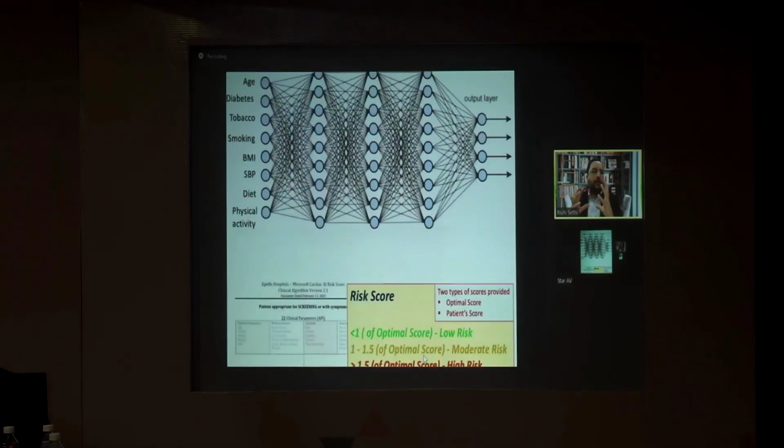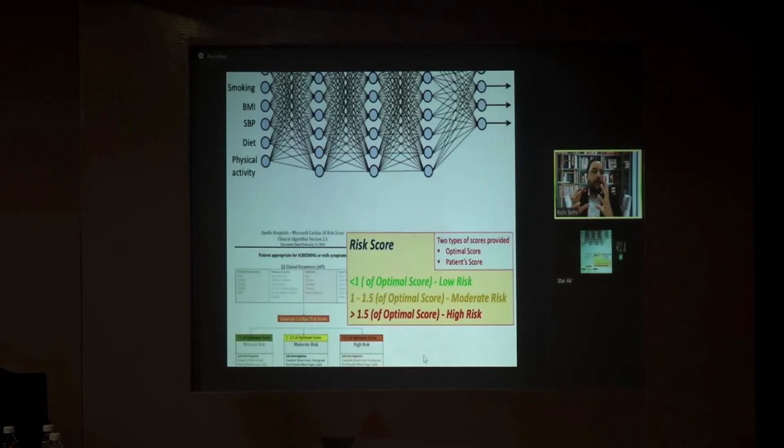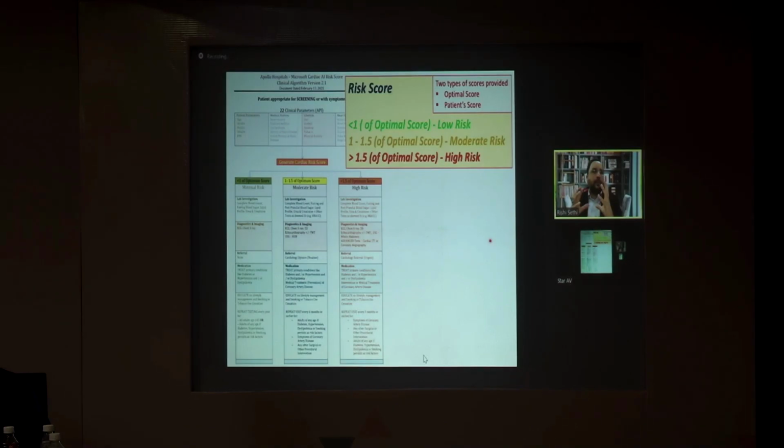Now, how do you classify low, moderate, and high risk is if the patient risk score is less than 1 times, that is less than the optimal risk score, he or she is low risk. If the patient risk score is 1 to 1.5 of the optimal risk score for his age, then the patient is a moderate risk patient for the future events. And if the patient score is more than 1.5 times the optimal risk score for his or her age, then the patient is high risk for future events of cardiovascular disease.